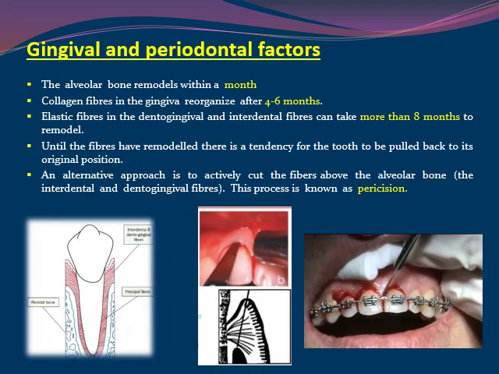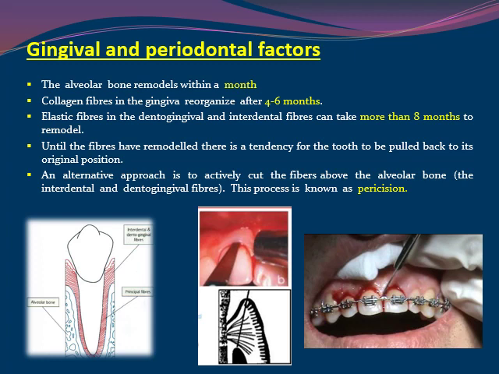Now we take the gingival and periodontal factors. As we know, during orthodontic tooth movement, the surrounding alveolar bone, periodontal ligament fibers, and also the gingival fibers undergo remodeling. These tissues require time for complete reorganization and remodeling.